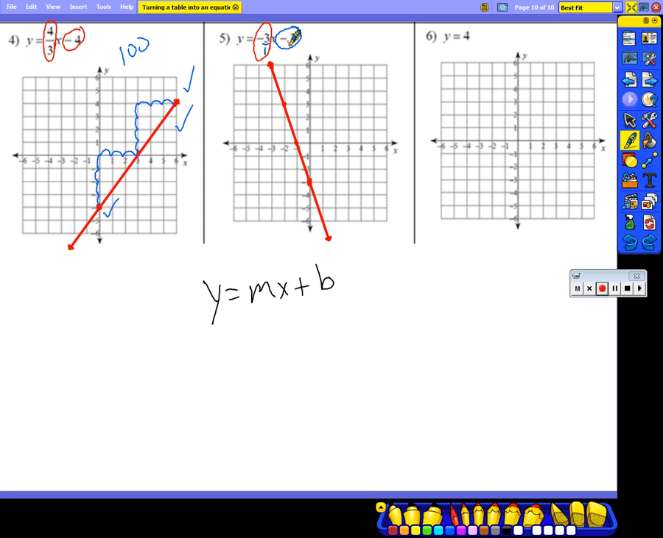My y-intercept is negative 3. So let's see, negative 3. Yep, that looks good. Let me get a different color. Negative 3 looks good. My slope should be heading downward because it's a negative slope, and it is. So that part looks good.